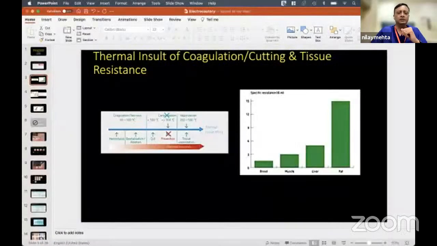Degree, then there will be a cut effect. And if it is enormously high, like 200 to 500 degrees, then there is tissue evaporation. And different tissues have different resistance. Blood has the least resistance, while fat has the highest resistance.